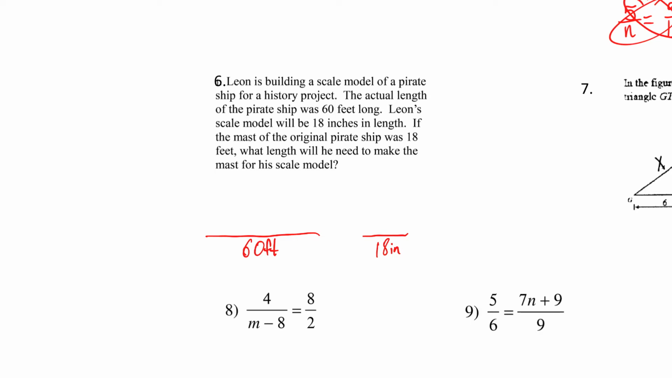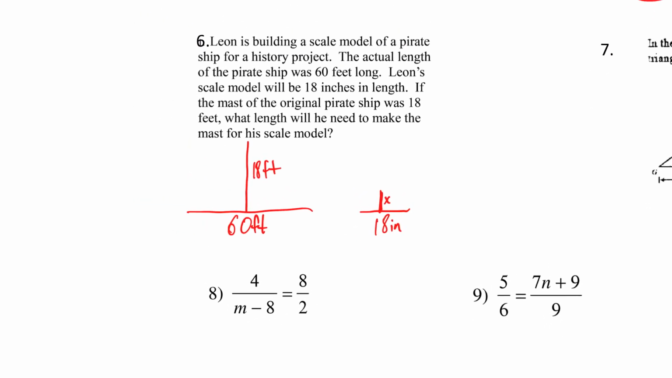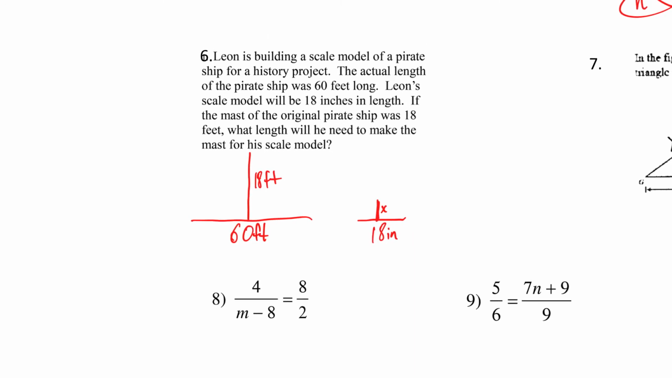Okay, on the original one, the mast, that's the thing that holds the sail, is 18 feet tall, and we want to know how tall the mast is on the scale one. Okay, so they're similar. So 18 is to x as what?